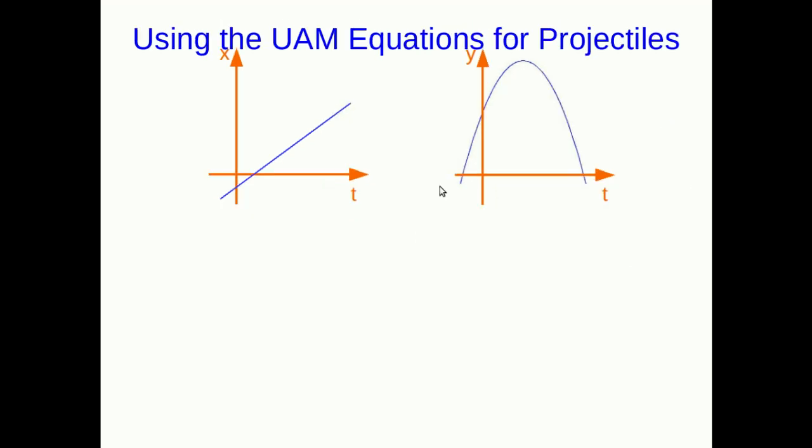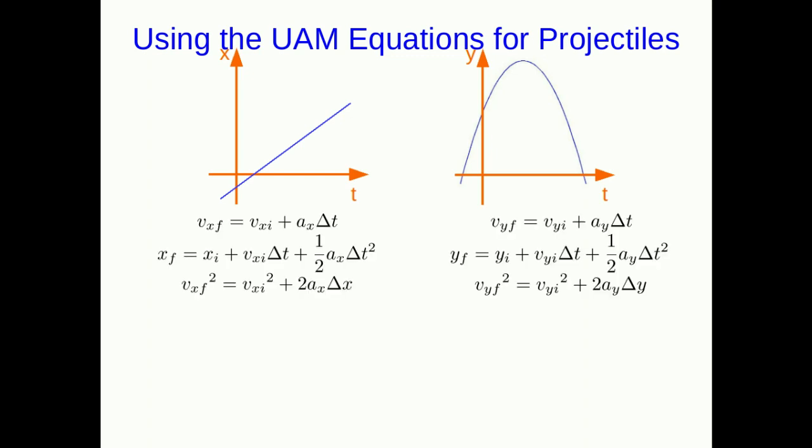So we have uniformly accelerated motion here, and so unsurprisingly the UAM equations that we met back in the 1D motion unit of the course are going to make a reappearance. And so here I've written them out both for the x component of the motion and for the y component of the motion. They're the same equations. I'm just replacing x's with y's everywhere over here.